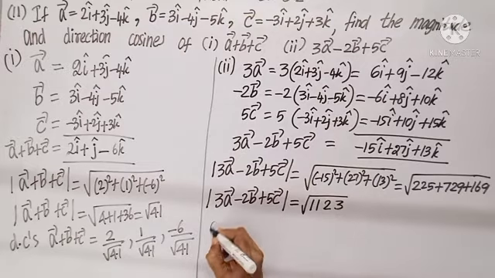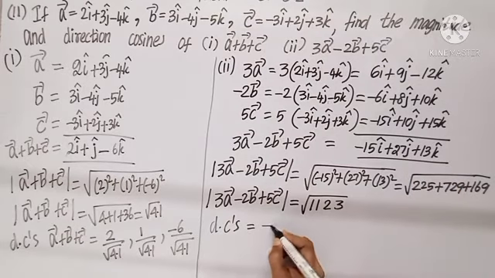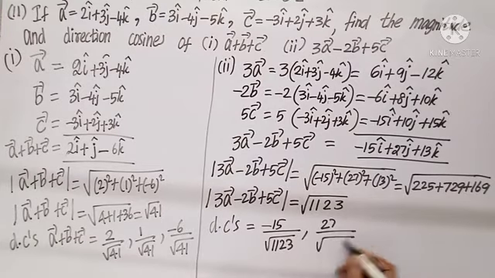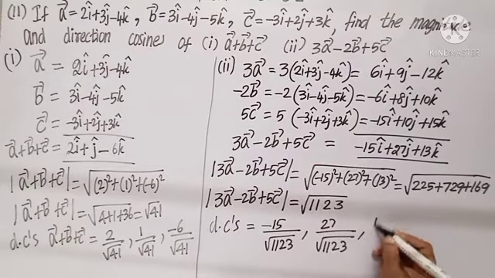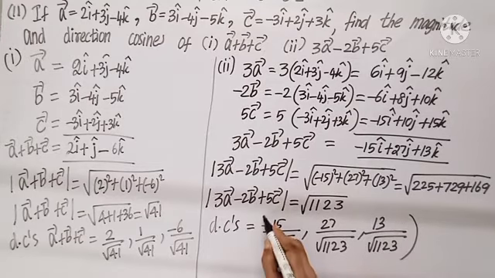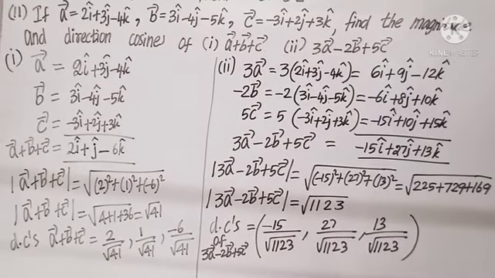Now I need to find out the direction cosines. Each component divide by the modulus. Minus 15 by root of 1123, 27 by root of 1123, 13 by root of 1123, and these are the direction cosines of 3a vector minus 2b vector plus 5c vector, and hence the problem is done.